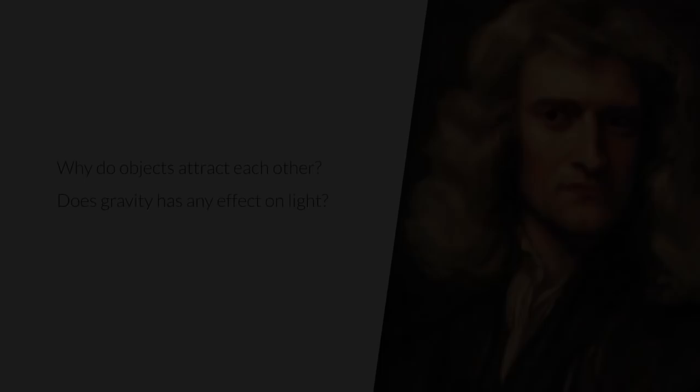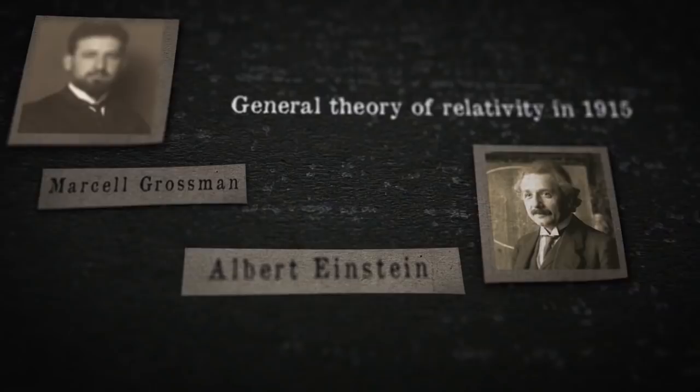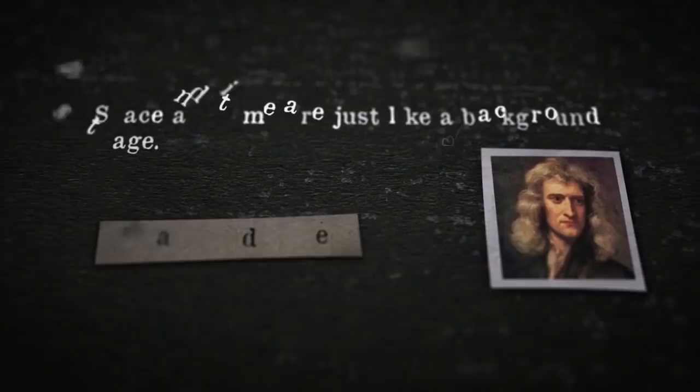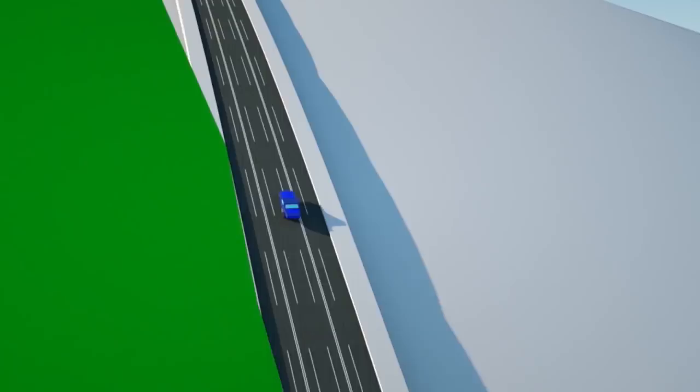To answer these questions and present a better model of gravity, Albert Einstein with his friend Marcel Grossmann in 1915 presented general theory of relativity. To understand this theory, we must have a better understanding of space and time. First mathematical model of space and time was given by Isaac Newton in his famous book Principia. In his model of space and time, they are just like a background stage where events happen. But it is independent of what is happening.